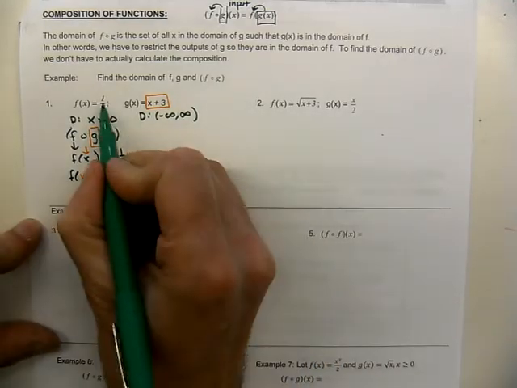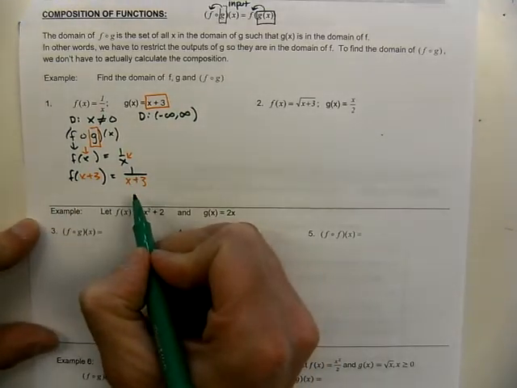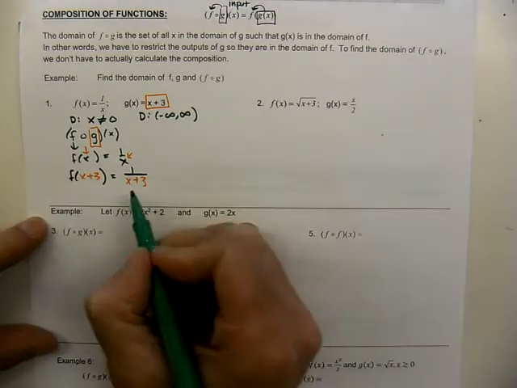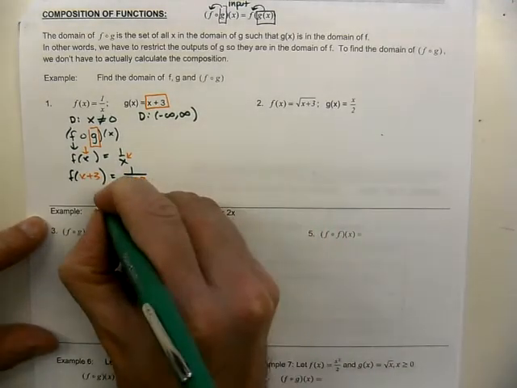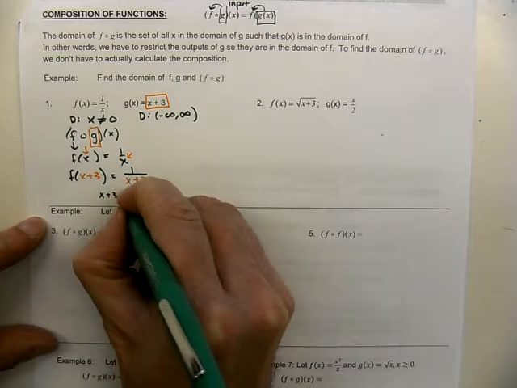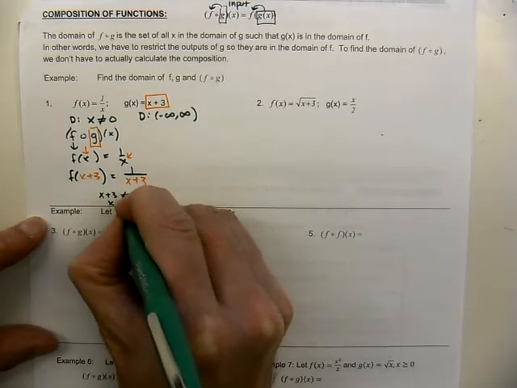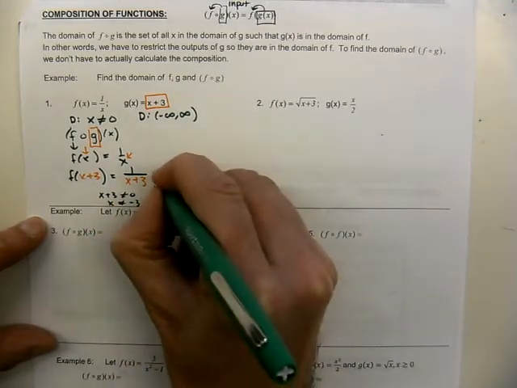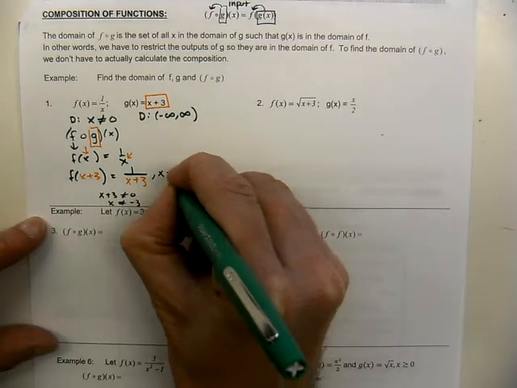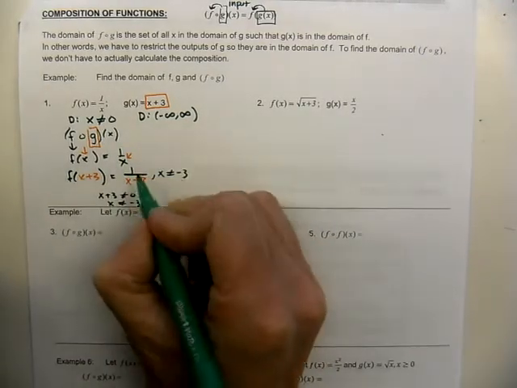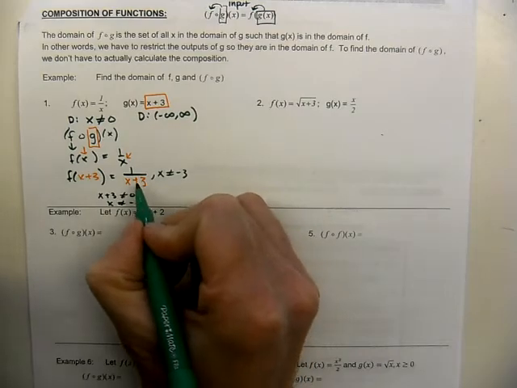Now you'll notice the denominator is different than the original, so we have to reconsider what the domain restriction is. So we're going to take that denominator and we'll say it cannot equal 0. So x cannot be negative 3. So this domain restriction of x cannot be negative 3. So this composition is only true as long as x is not negative 3.